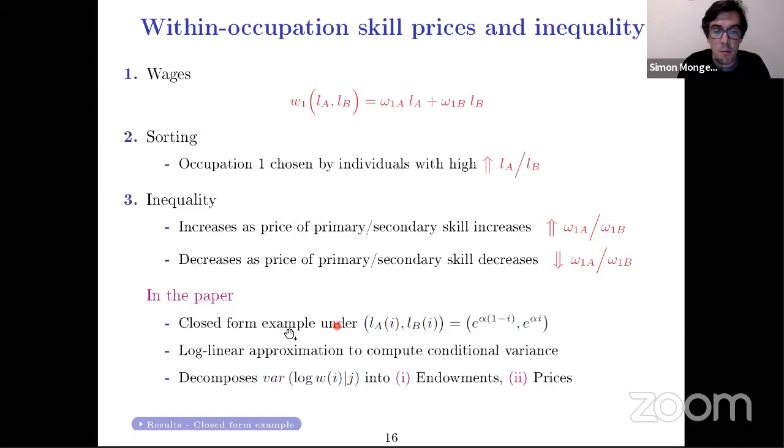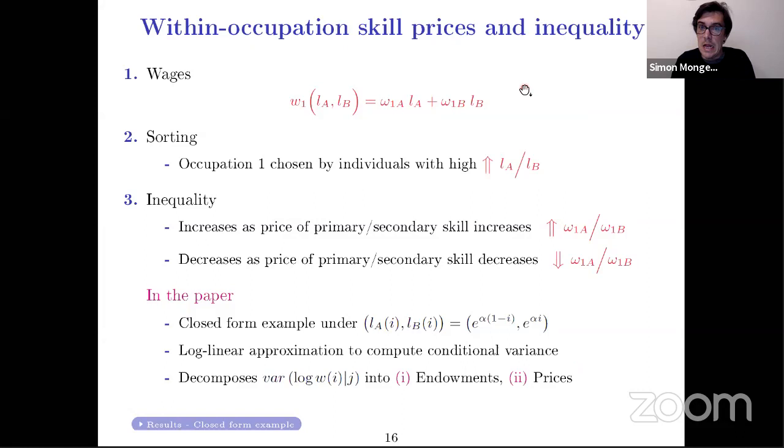In the paper, we provide a closed form example under another particular distribution of skills, which here is deterministic. You can take a log linear approximation of the wages to compute in closed form the variance of log wages in each occupation. And you can decompose it exactly into that bit which is coming from endowments and that bit which is coming from skill prices.